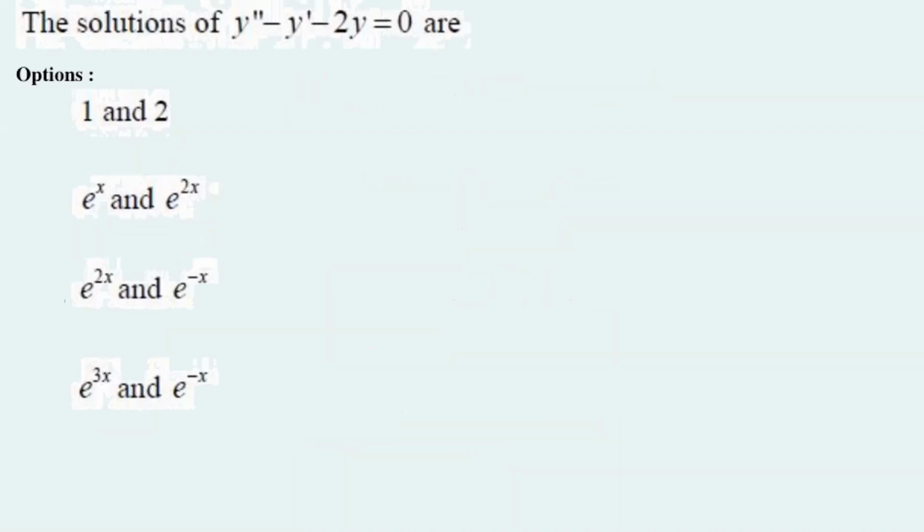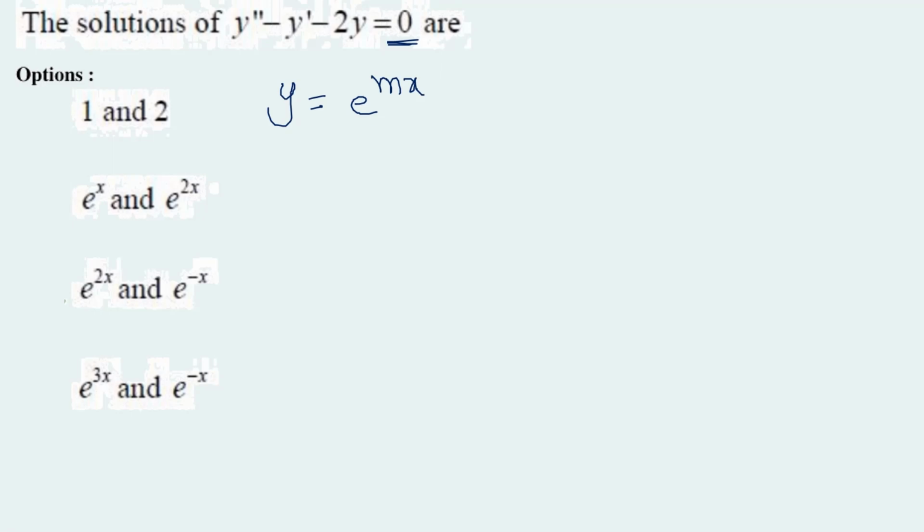Let's have a look at this question. Here, a second order ordinary differential equation is given, that is homogeneous. We need to find the solution of the given equation. The coefficients of all the terms are constant, so the solution will be of the form y equals e power mx. This is the general form for a homogeneous equation with constant coefficients.